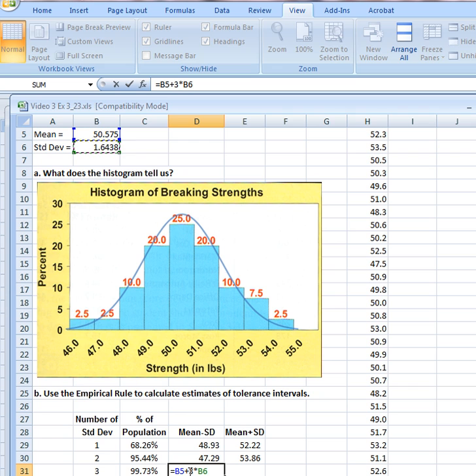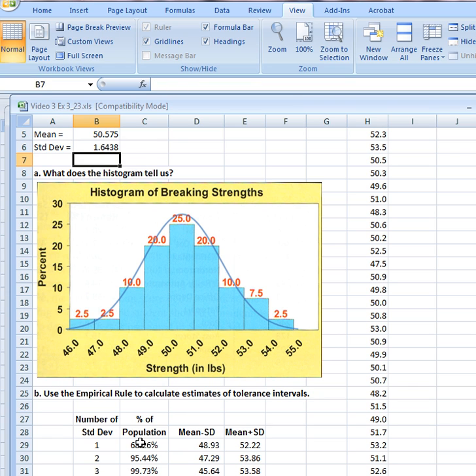Oops, minus. You caught me. Thank you for paying attention. I'm glad you're watching here. It would have been a bad mistake. And equal to the mean plus 3 standard deviations. Okay, there's our table.